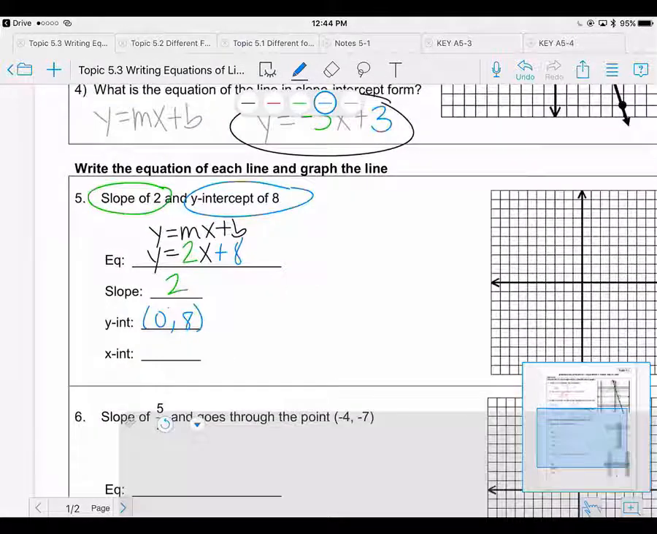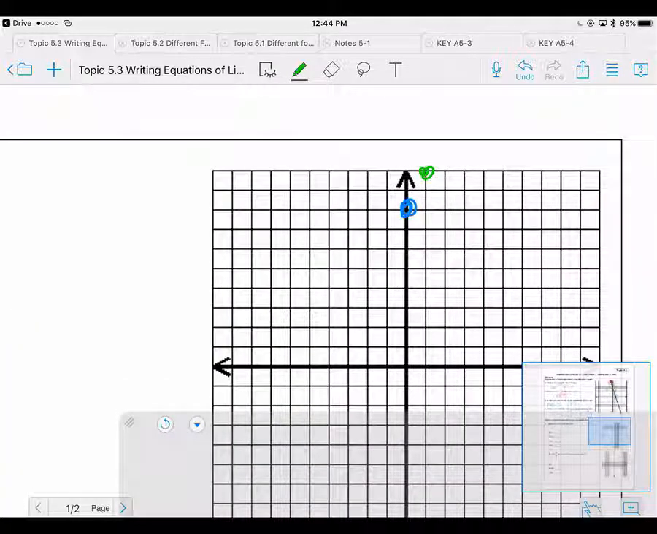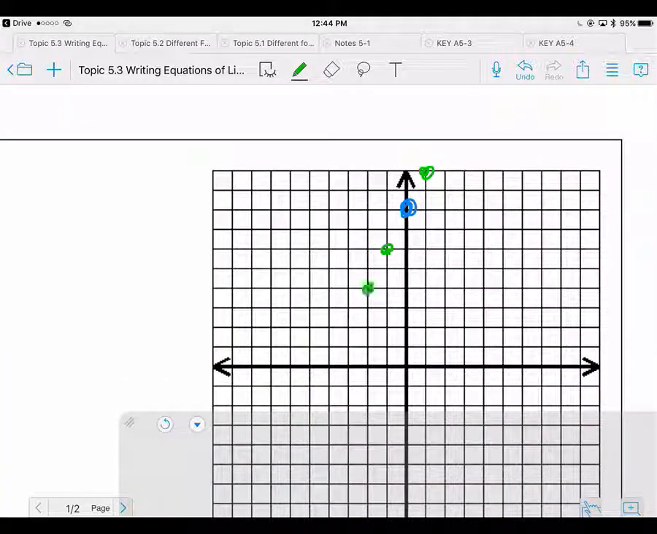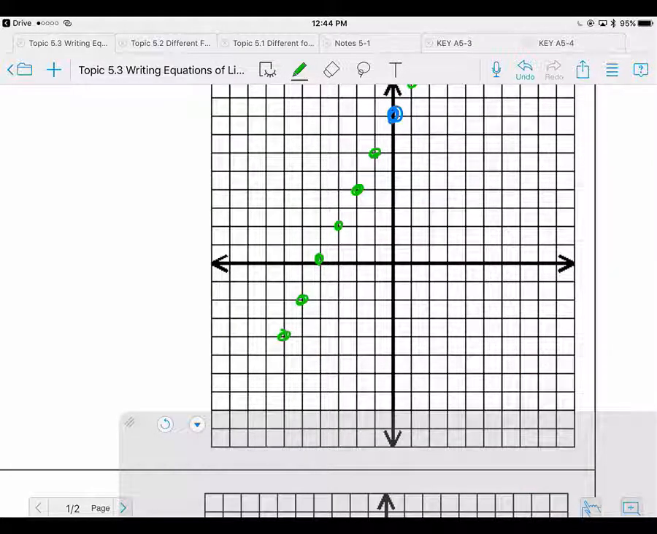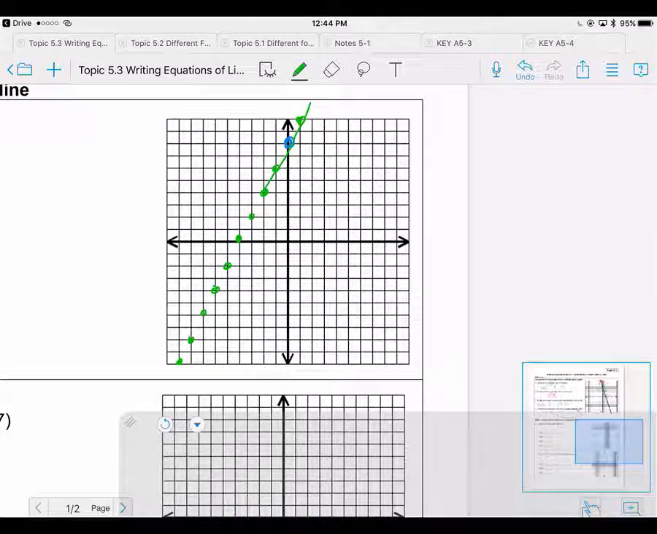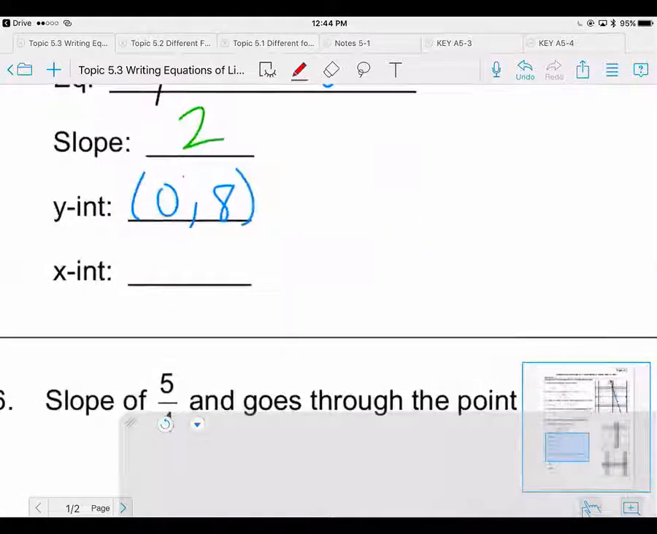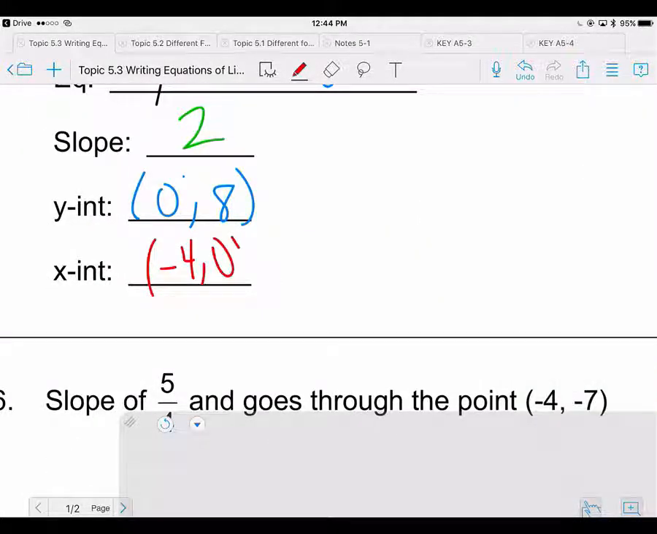When we go to graph, we graph our y-intercept up at 8, and then use our slope of 2 to graph. A slope of 2 means up 2, right 1. It also means down 2, left 1. And then we graph our line. From here, we can clearly see that it is going to cross my x-intercept at -4, 0.